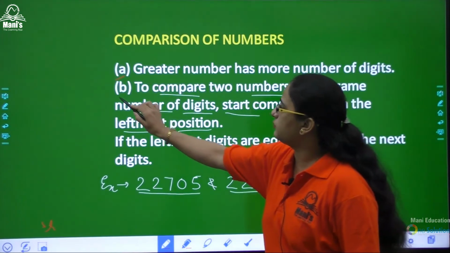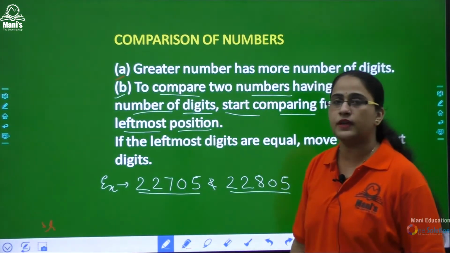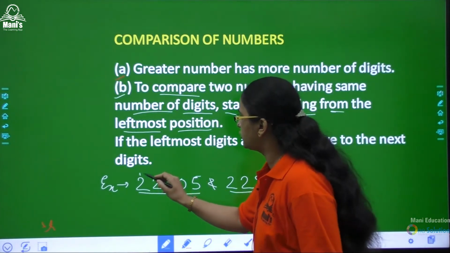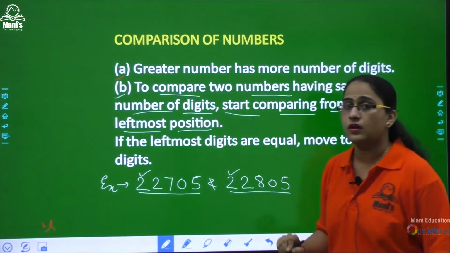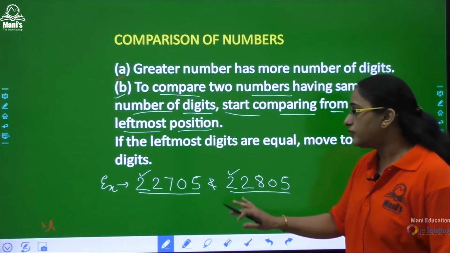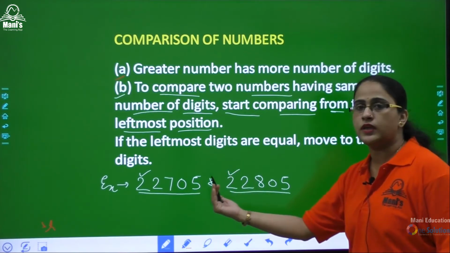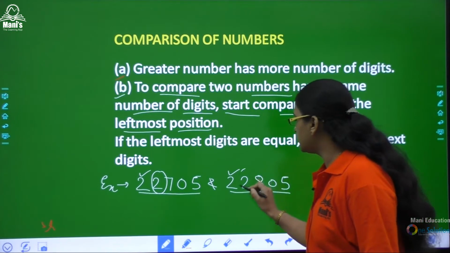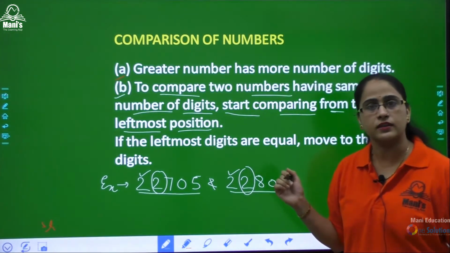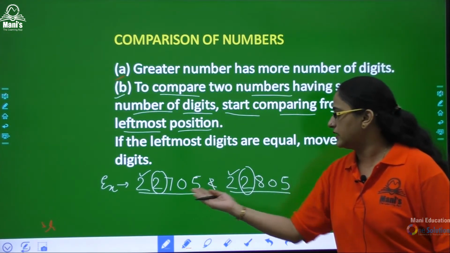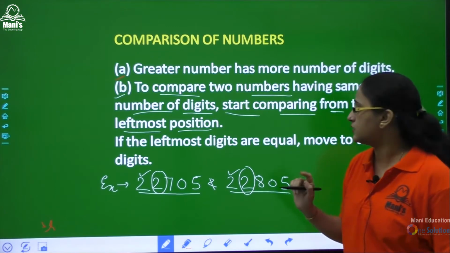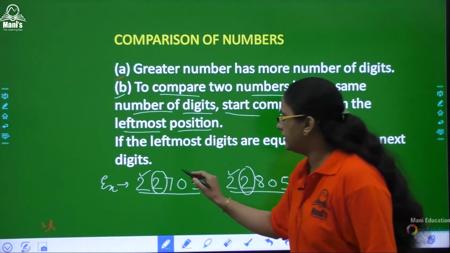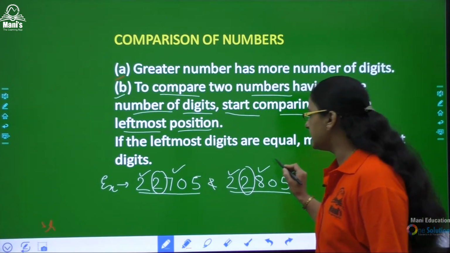So next point, with the help of this, what do we have to do? We have to observe the leftmost number. Now here is 2 and here is again 2. They both are equal. If they both are equal, then go to the next number. Here is 2. Here is also 2. Again we are in the problem because both are the same number. So now we have to go to the next leftmost number. Here is 7 and here is 8.